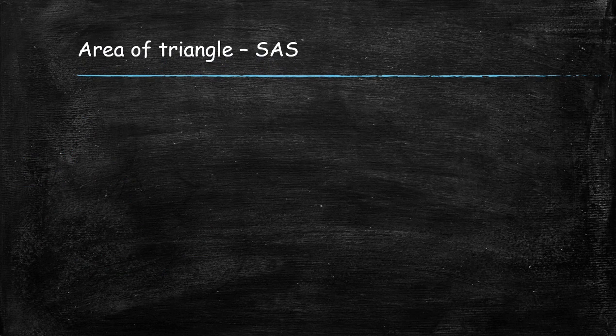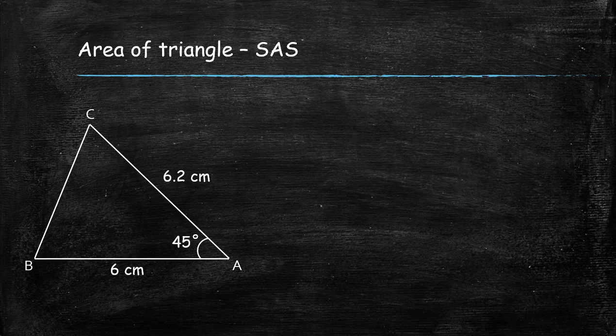So area of triangle SAS, where two sides and an enclosed angle are given. So let's take the same triangle ABC. So side, angle, side. So side AB, angle A and side CA are given, where the angle A is enclosed by the arms of the angle, BA and CA. So BA is 6 centimeter, CA is 6.2 centimeter and the angle A is 45 degrees.